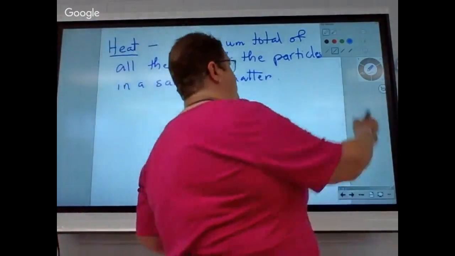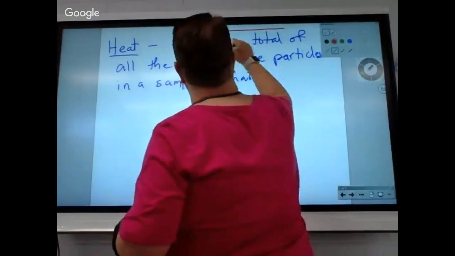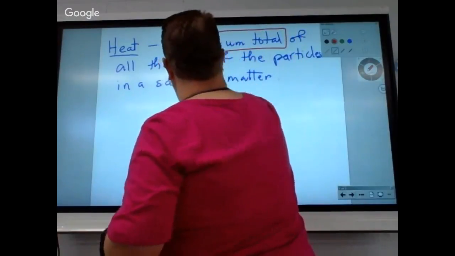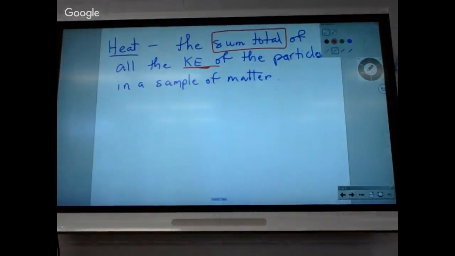Now, what makes this definition different from temperature? That's right. Okay, so in the definition of heat, I said sum total of kinetic energy. Okay? In temperature, I use the word average. Do y'all have a job? We all have jobs, right? Do y'all want to be paid on your sum total hours or your average hours?